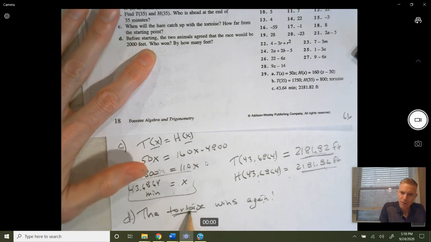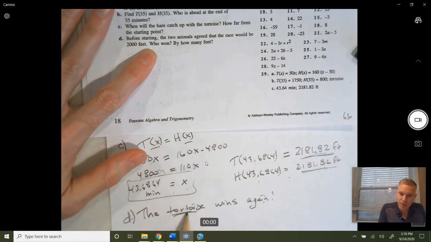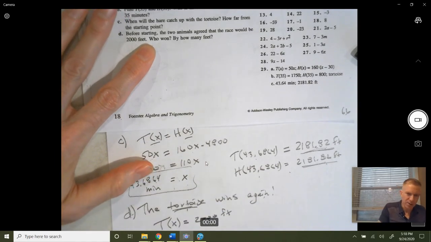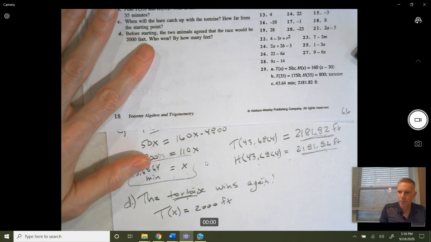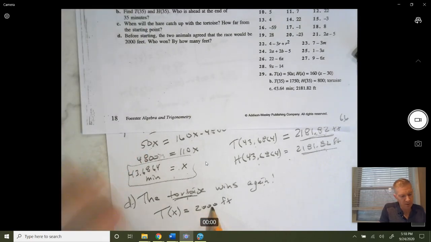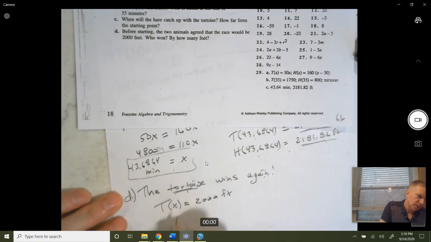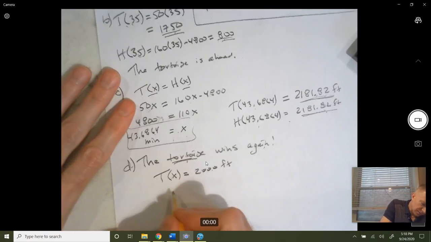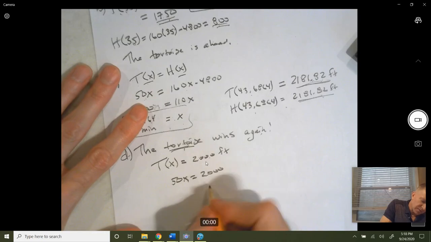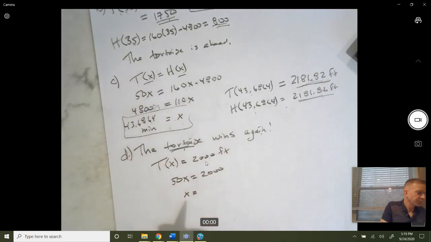The tortoise wins when the tortoise crosses the finish line, when the tortoise has traveled 2,000 feet. So we need to set t of x equal to 2,000 feet. Find out when that happened, because we also have to find out where the hare was at the point where the tortoise crosses the finish line. We want to know how much the tortoise wins by, so how far behind was the hare at that point? So the t of x equation is 50x, which is equal to 2,000. I'm going to solve for x, divide by 50. X is equal to, what do we get?